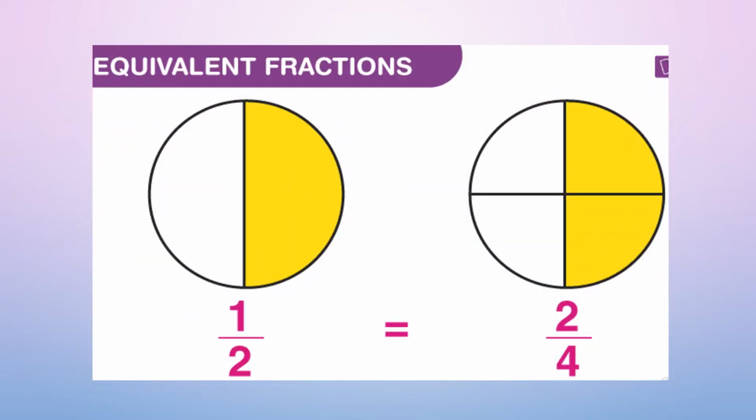Pictorial representation of equivalent fractions. 1 upon 2 represents the same part of a circle as 2 upon 4. So 1 upon 2 and 2 upon 4 are equivalent fractions.